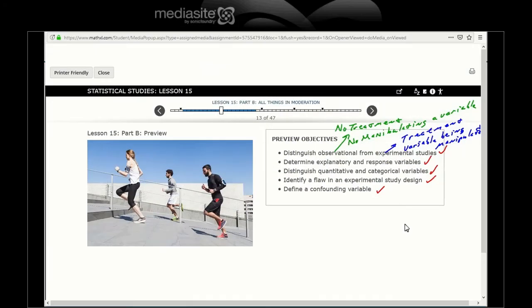Our explanatory and response variables. That is what we're looking at. Explanatory basically explains the response. What variable studied could lead to a given response?